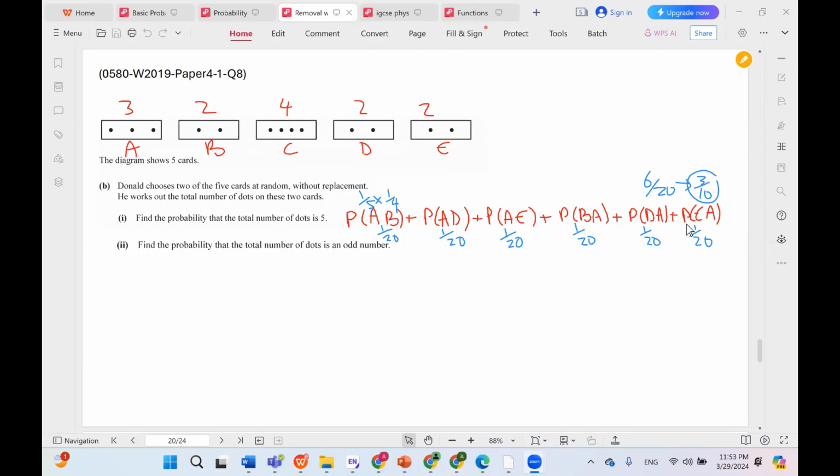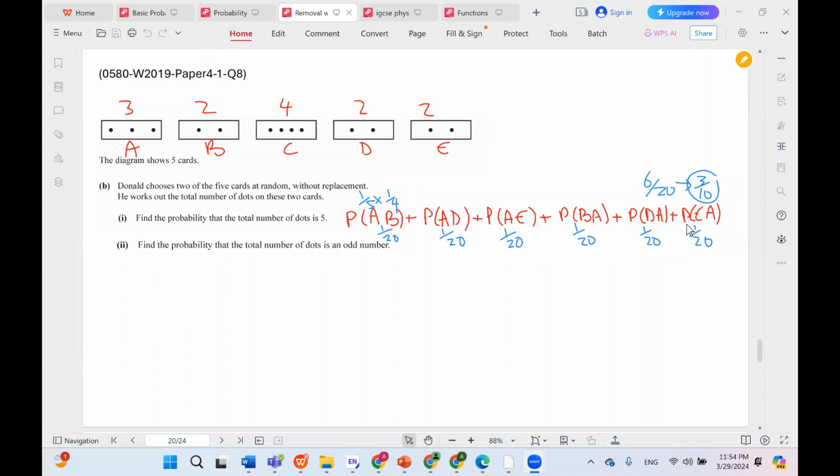In double I, we are required to find the probability that the total number of dots is an odd number. In I, we were required to find the probability that the total is 5. In double I, we want the total to be an odd number. What are the possibilities? He's getting 2 cards. If both cards have an even number of dots, if they have 2 and 4, for example, the total will be 6. If you have 2 and 2, the total will be 4. So the only way he gets an odd number is to have 3 and something, 3 and 2, or 3 and 4. These are the only scenarios which would give him a total of an odd number.